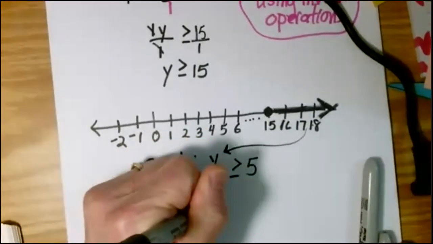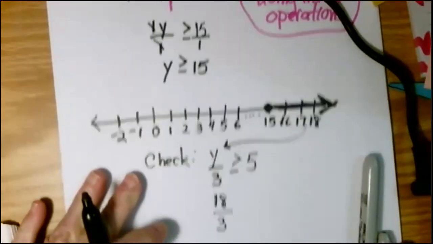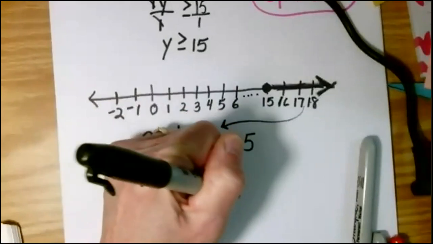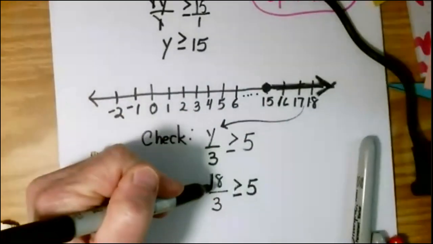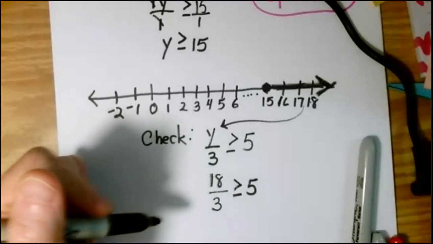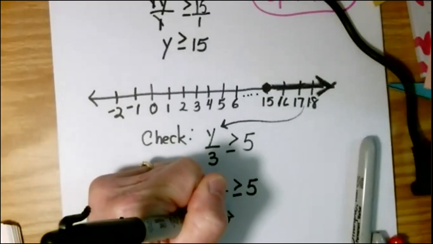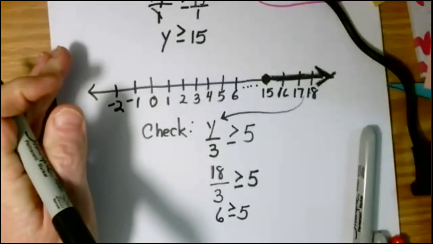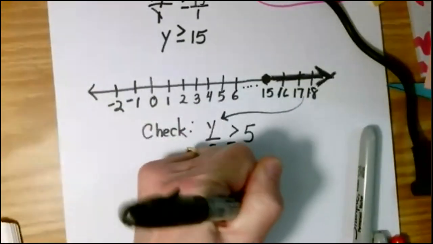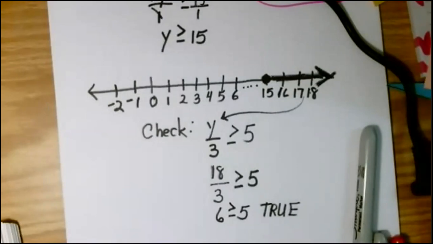So 18 divided by 3 is greater than or equal to 5. Let's see if that's true. What's 18 divided by 3? Correct, it is 6. 6 is greater than or equal to 5. Is that a true statement? Is 6 greater than or equal to 5? That is true. So we know that we did the problem correctly.